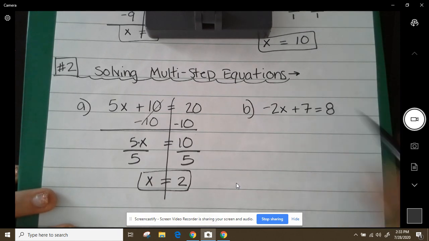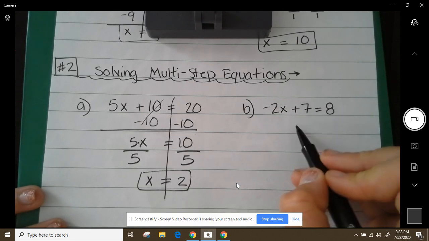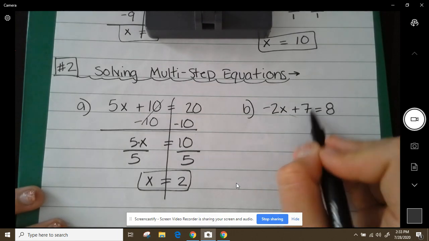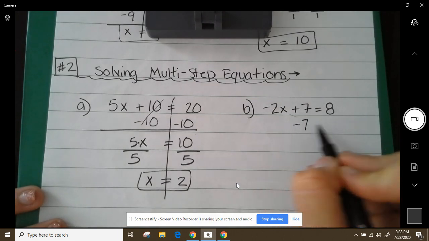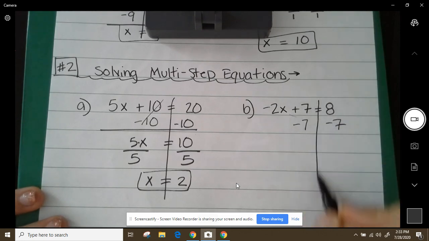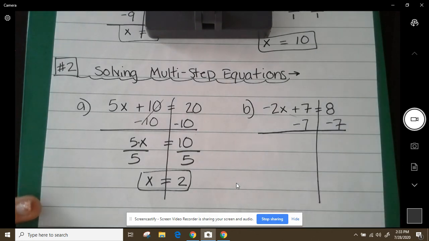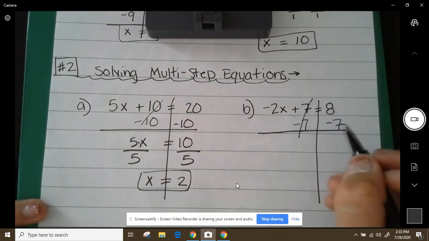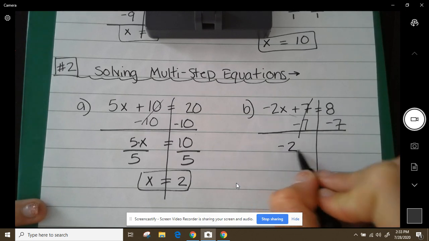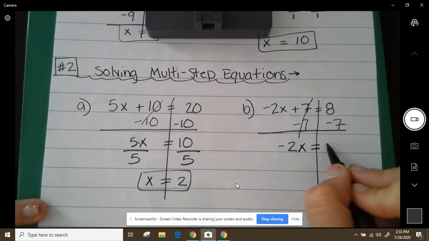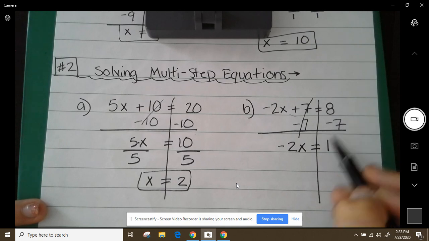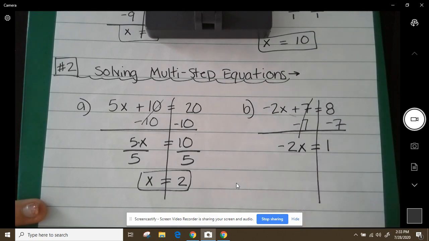All right, what do you get for your answer for letter B? All right, same thing here. I'm going to start out with my addition and subtraction. So I'm going to subtract 7, which you do to one side, do to the other. If you notice the way I write, I keep these nice and neat, and I separate them so that I do not lose where I am. I do not lose my process. All right, 8 minus 7, 1, negative 2x.